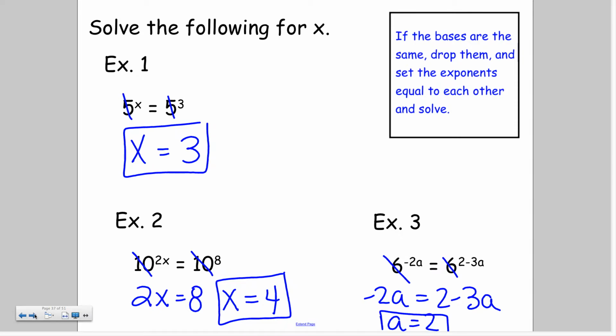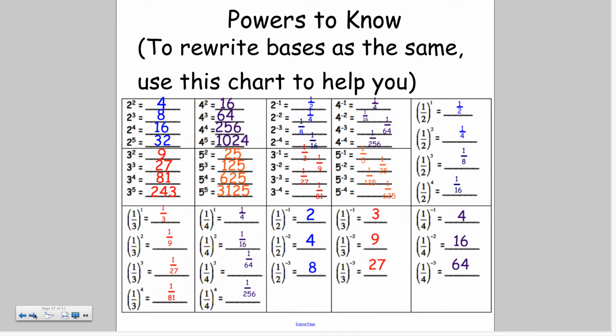Alright, on page 18, you have what's called powers to know. To help you rewrite your bases, because they have to be the same when you solve them, sometimes it requires you to rewrite them so that they are the same. So when you have to do that, use this chart to help you rewrite them as equivalent bases. So pause it, get this in your notes, and then hit play.